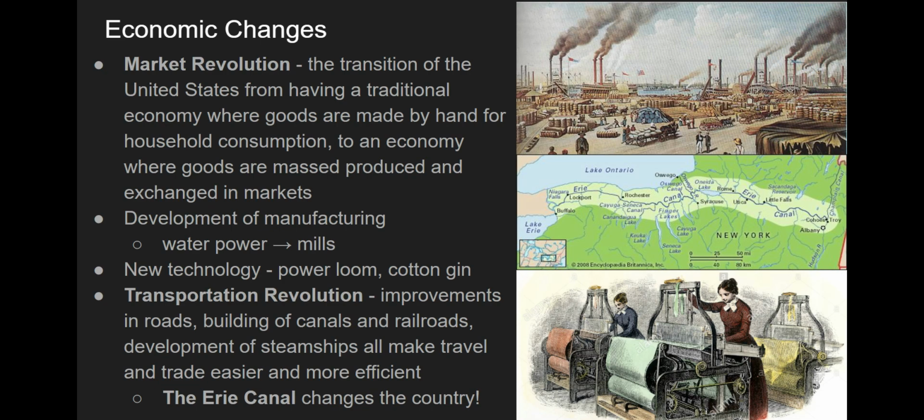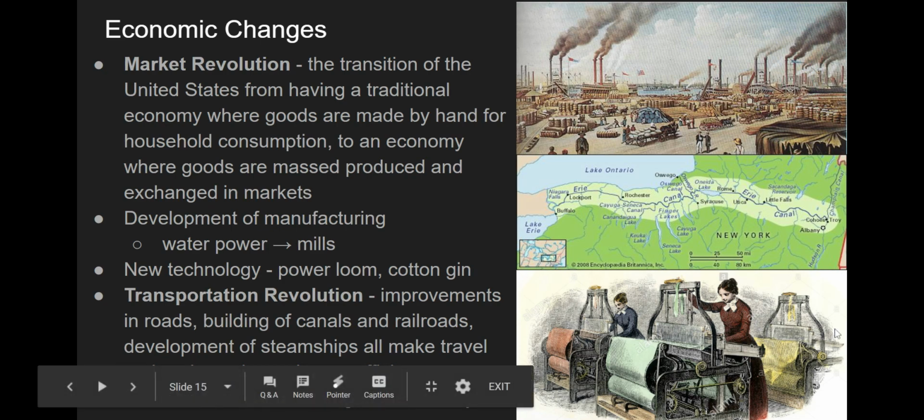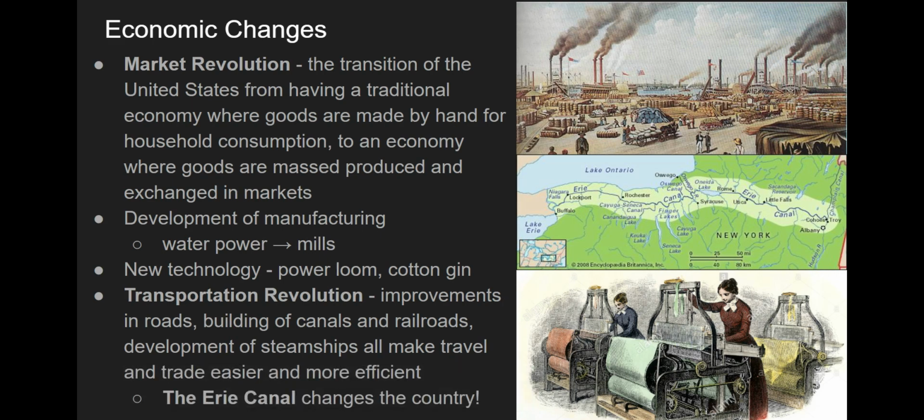Manufacturing is developing, particularly water power is being used to run mills, especially textile mills. And new technology is emerging that is changing the country. The power loom is making a really booming textile industry up north that even some women are starting to work in. So some women are working outside of the house. The cotton gin is going to revolutionize the country. The cotton gin is going to make it easier to produce cotton. This in turn makes slavery more profitable as they are able to create more cotton. It gets the name King Cotton.